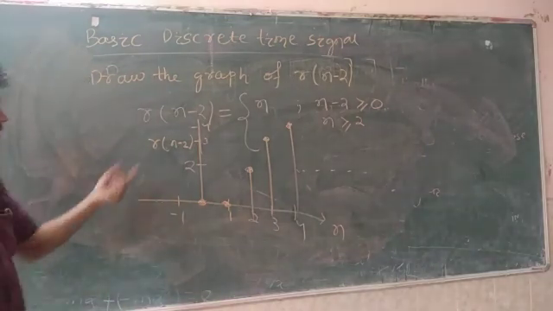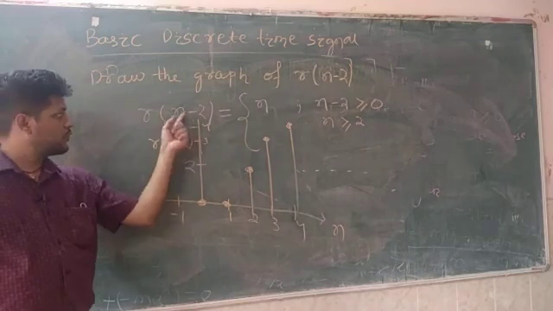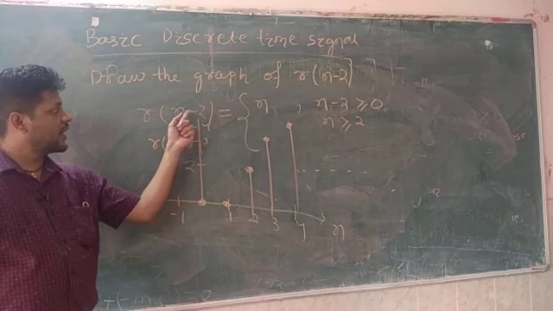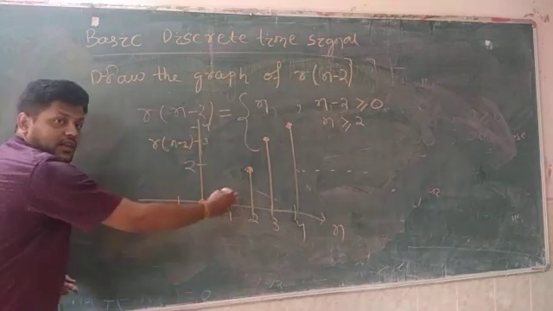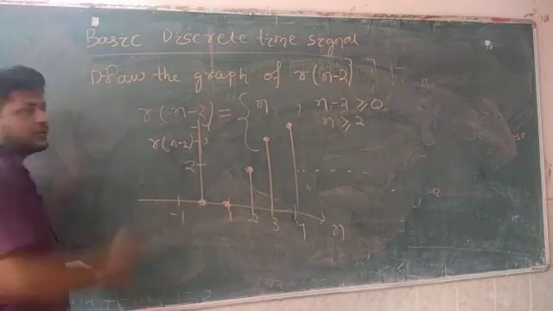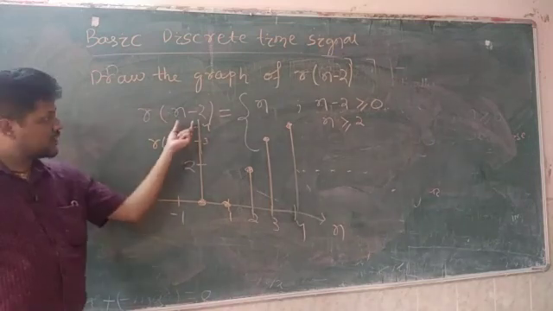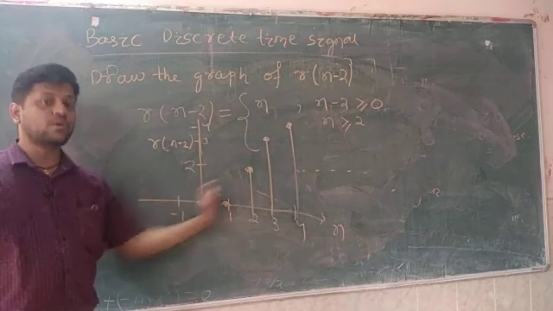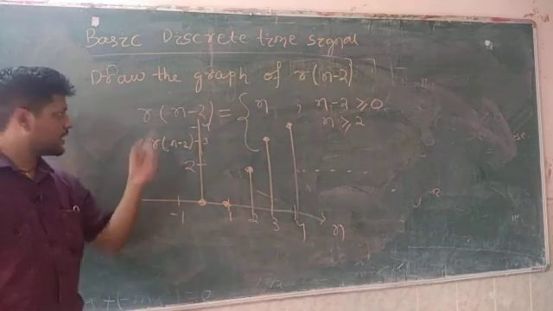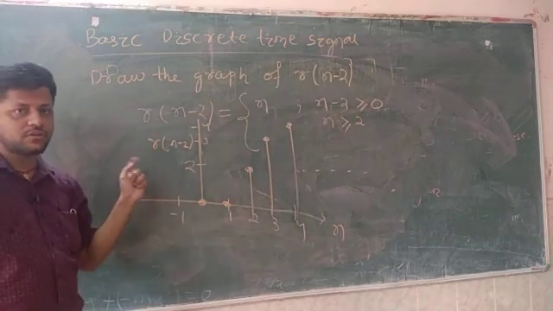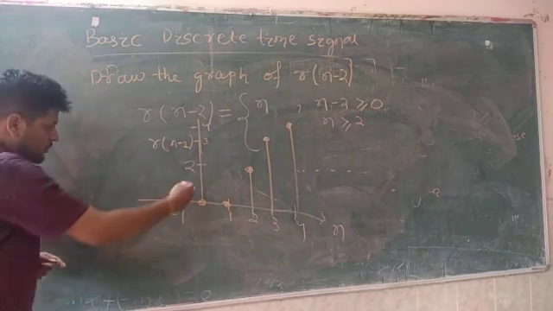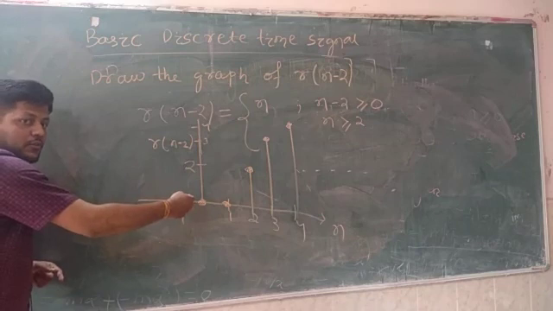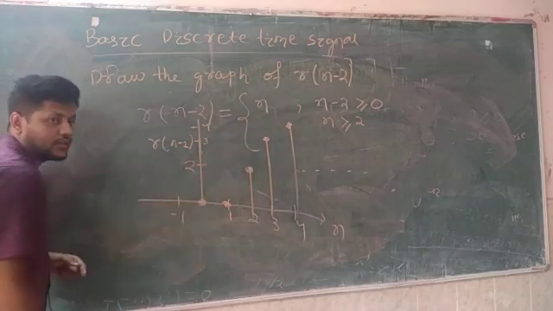We are shifting the signal towards the right only when the bracket has n minus 2. If I write n plus 2, we are shifting the signal towards the left. So mark my words: inside the bracket, when you see negative, the elementary signal is shifted towards the right. When we see n plus 2, n plus 3, n plus 4 inside the bracket, we assume we are shifting the signal towards the left. So left from origin, right to origin.